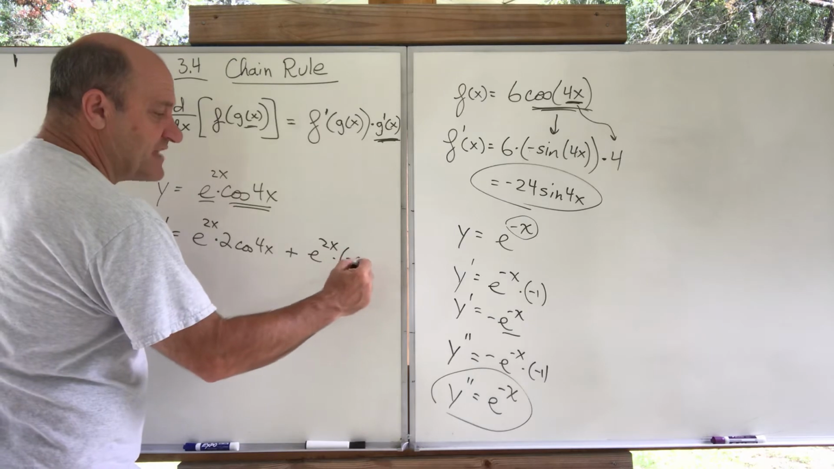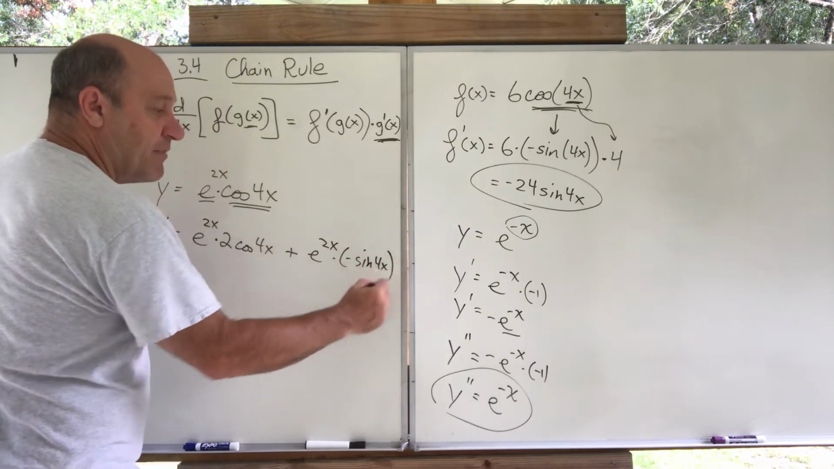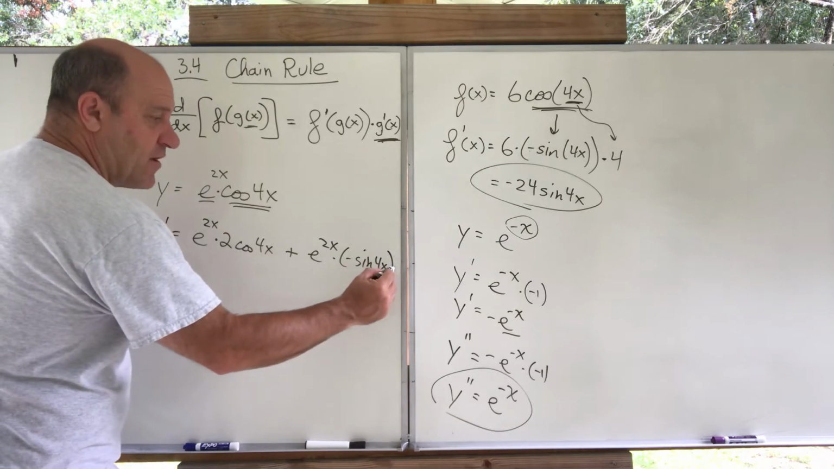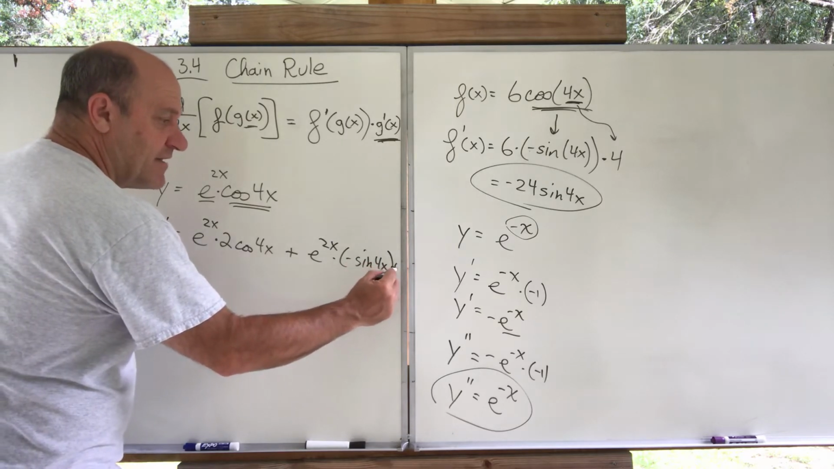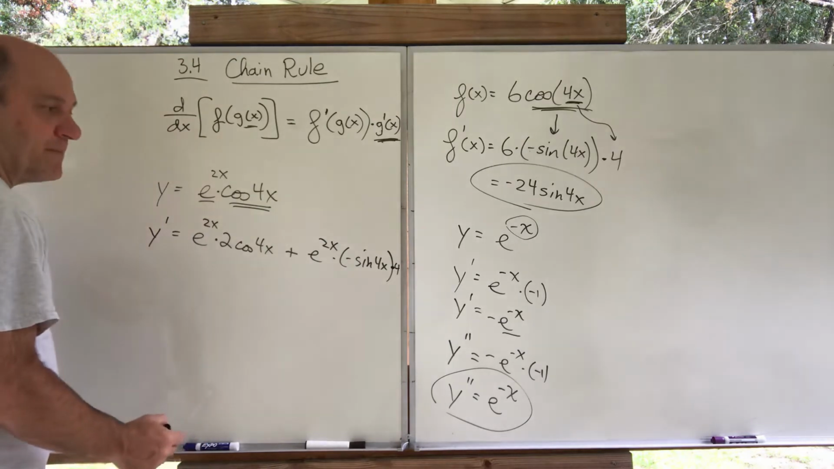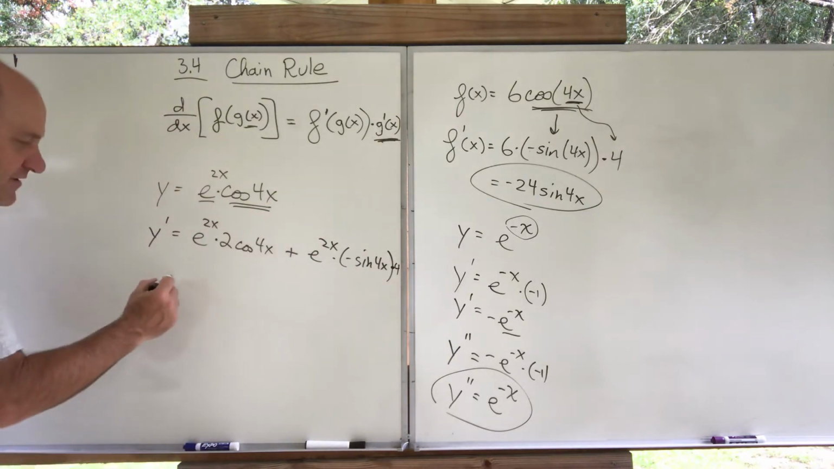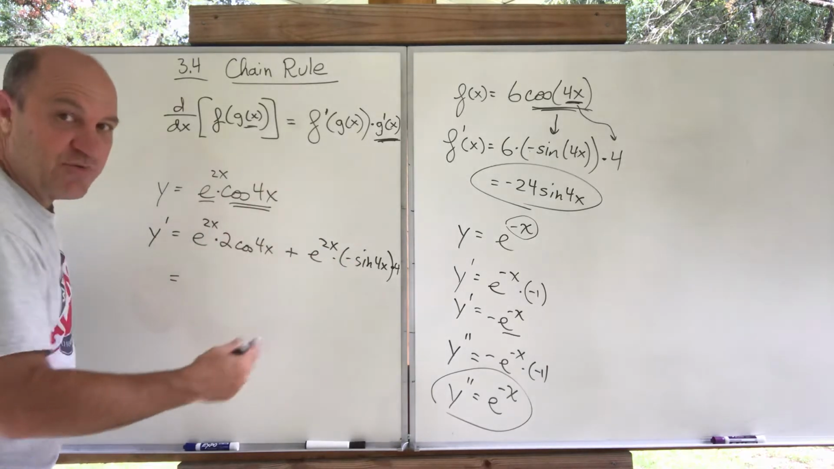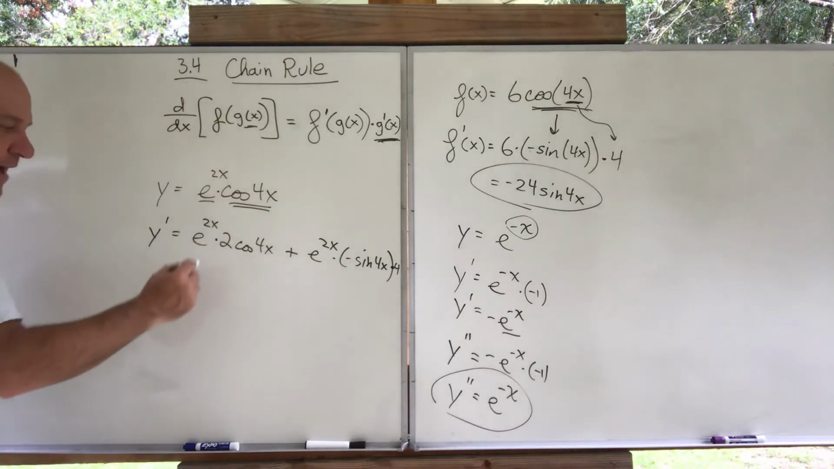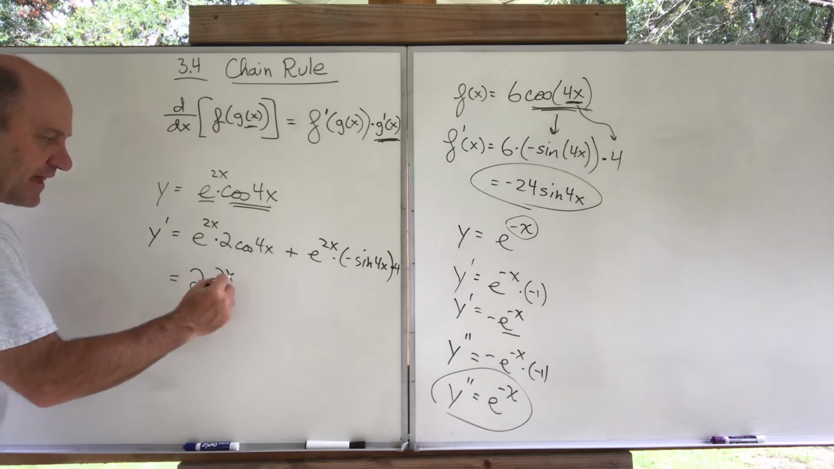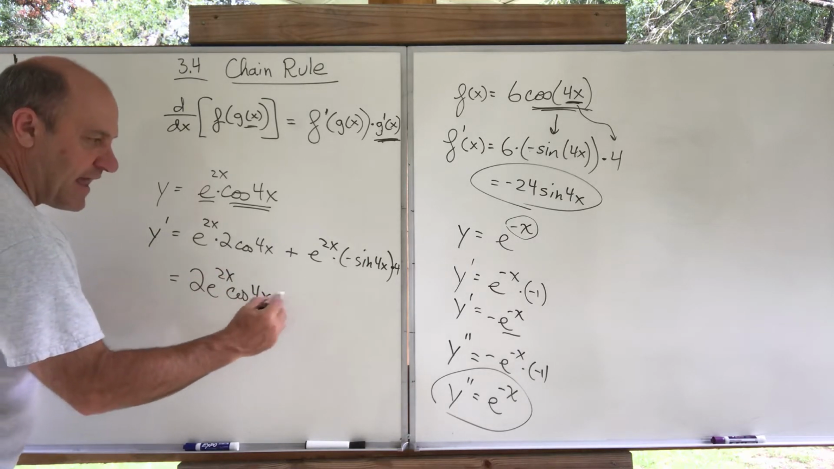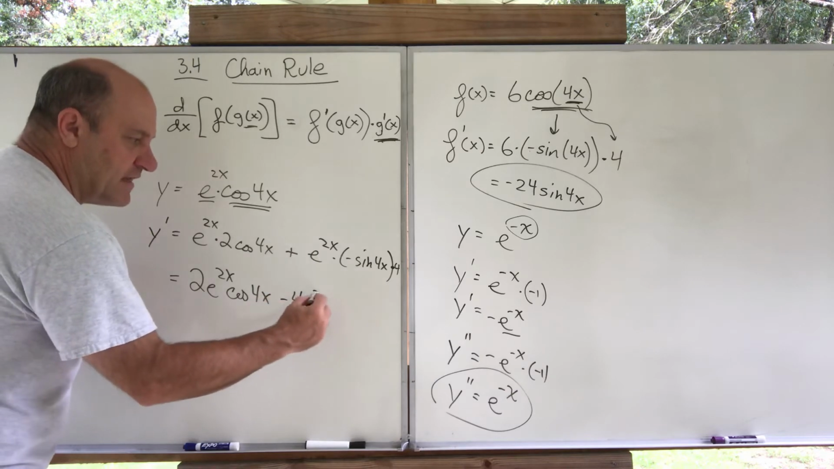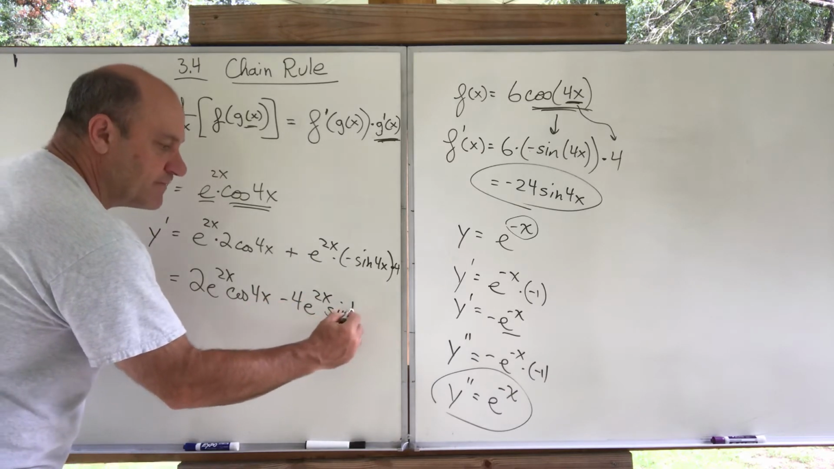The derivative of cosine is a negative sine 4x. But the chain rule says you have to do the derivative of the 4x. So that spits out a multiplied 4. Let's clean this up just a little. We're done. We did a product rule with a couple of chain rules inside there. I would call that a 2 e to the 2x cosine 4x. And I would slide the negative sign and the 4 out front, negative 4 e to the 2x sine 4x.